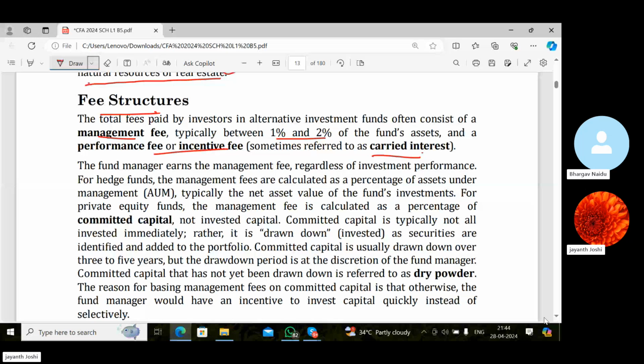Performance fees. So, committed capital. Now we'll discuss some points. The fund manager earns the management fee regardless of investment performance. It does not matter, because he is managing the AUM.